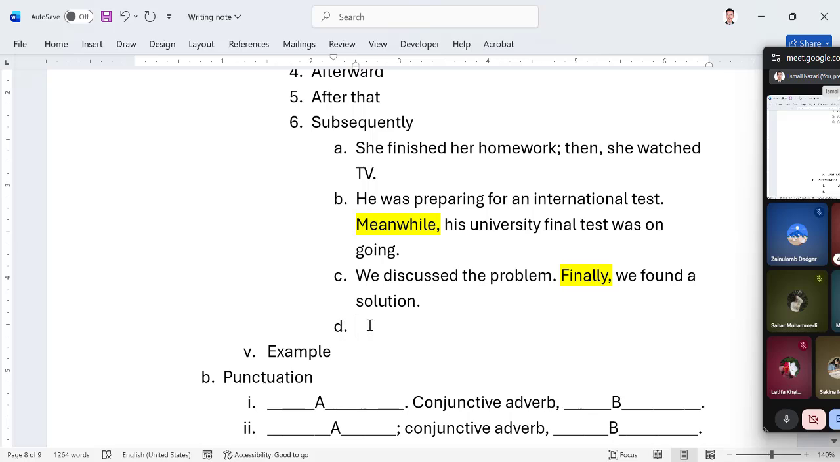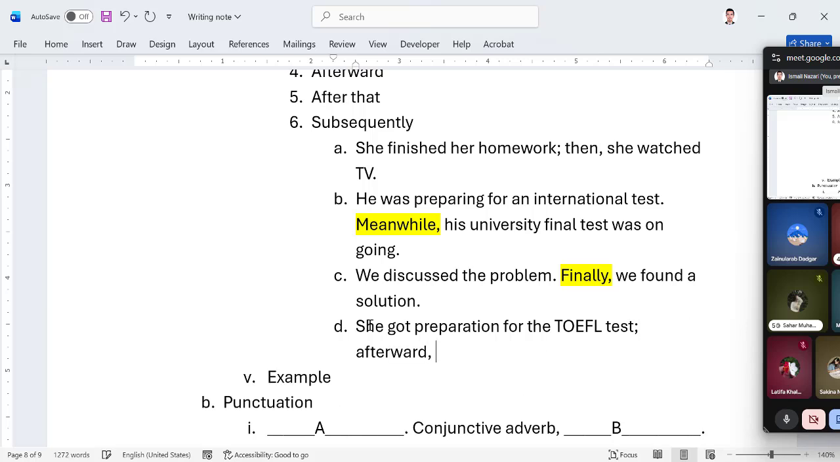Okay, teacher. So, afterward, she got preparation for the TOEFL test. Afterward, she passed the TOEFL successfully. She got preparation for the TOEFL test, and then we have afterward. Yeah, afterward she passed the test successfully. Very good example.